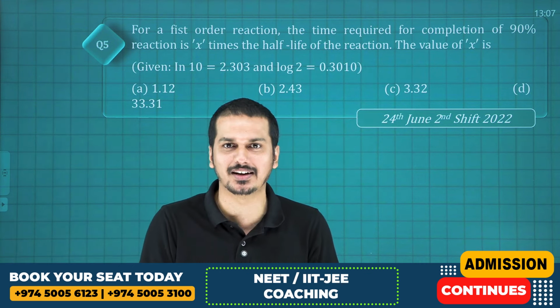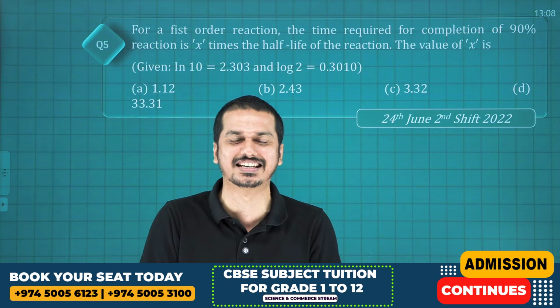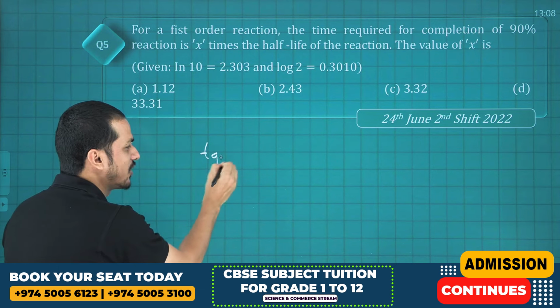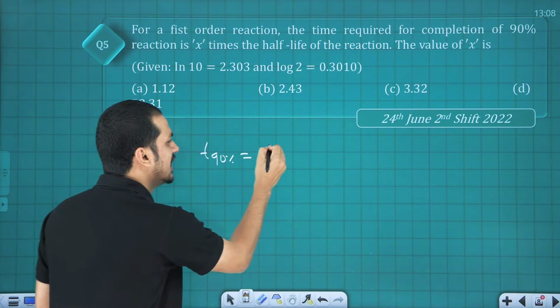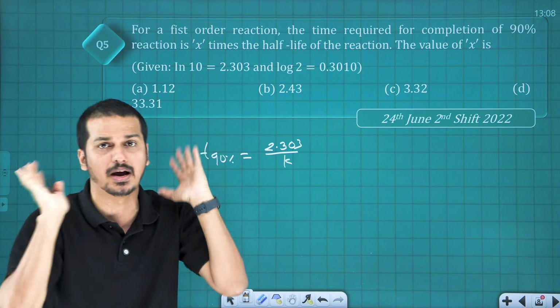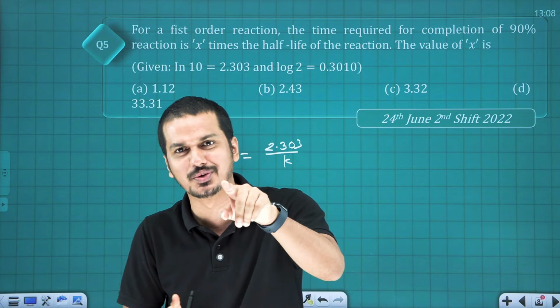Whenever, as a JEE aspirant, in so many previous videos in JEE discussion, we already discussed, whenever you are hearing T90% for first order reaction, without any doubt, you must write that it's equal to 2.303 by K. That idea you have to keep in mind. T90% is equal to how much? 2.303 by K.